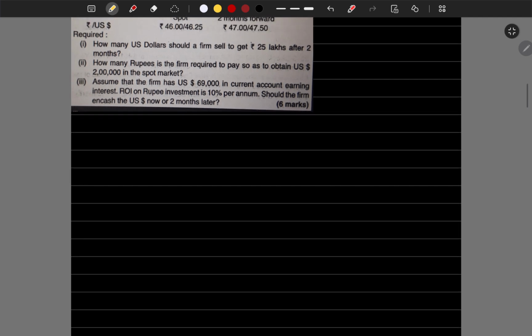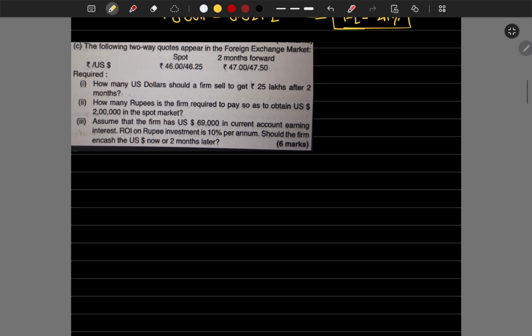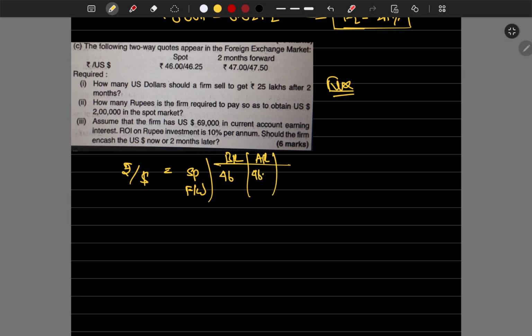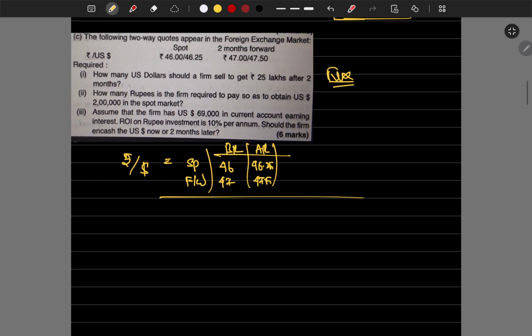We'll go to the next problem. Next problem is very simple. Forex, we'll just arrange the values. Rupee per dollar. Okay, spot, bid rate, ask rate. What's the spot rate? 46.25, 47.5, right? So they have given the question.